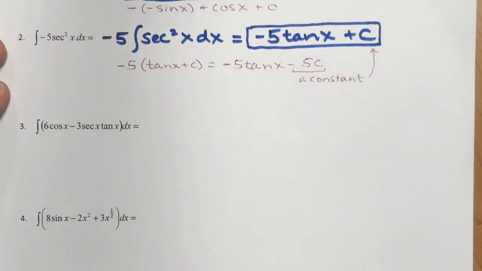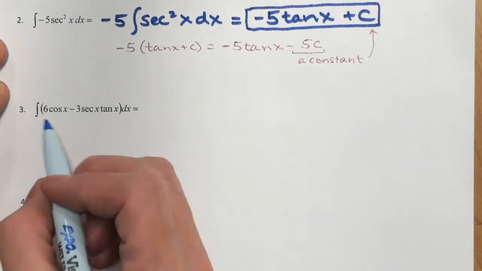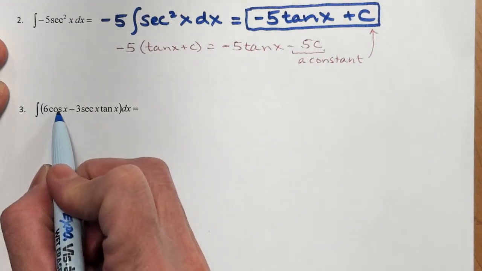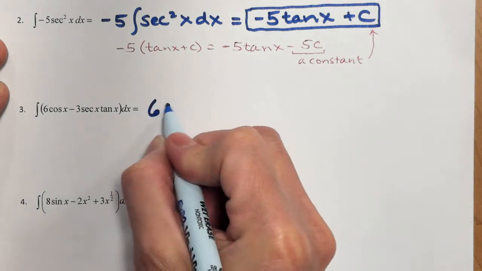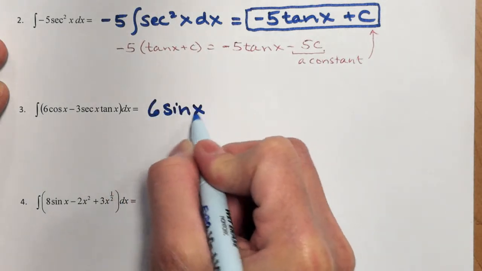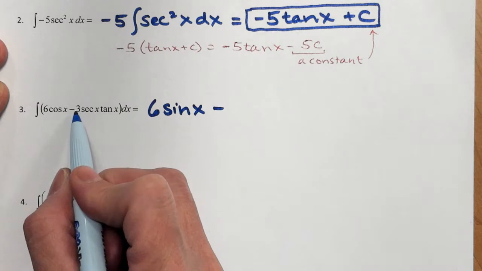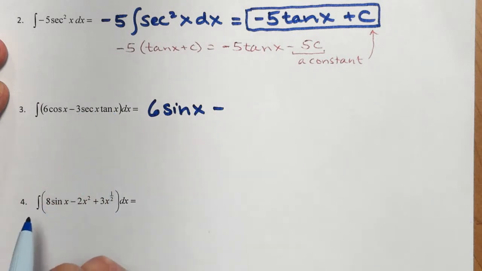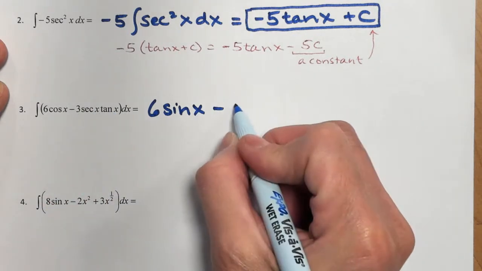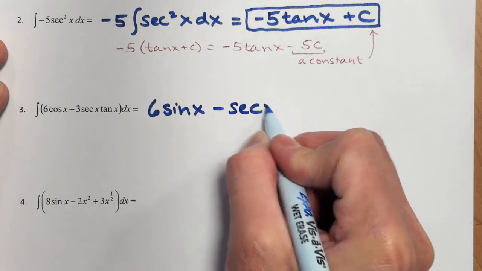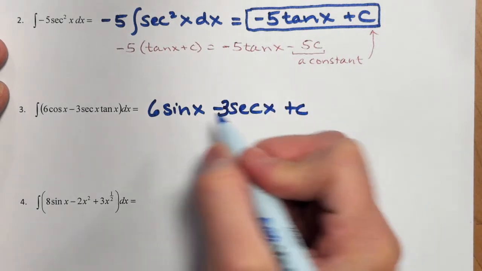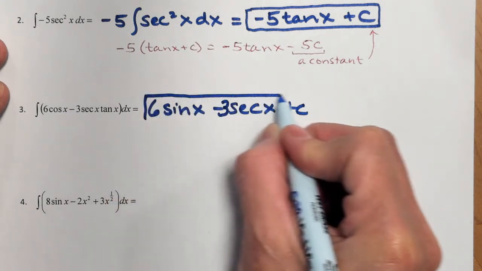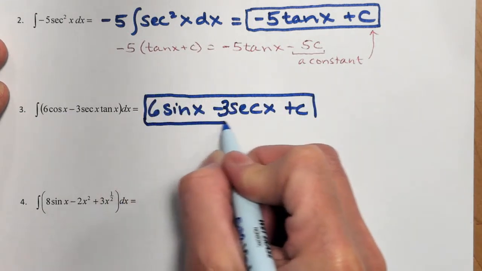Okay, number 3. So I have 6 times cosine, and cosine is the derivative of sine, minus 3 secant x tangent x, and secant tangent is the derivative of secant x. Oops, I missed a 3. Let's throw a 3 in there. All right, there we go.